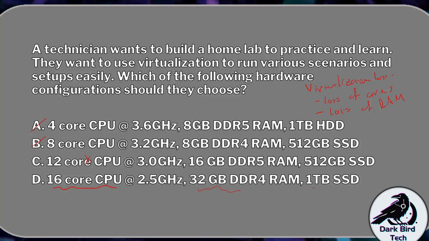And SSDs are kind of nice for virtualization, as they do give us a faster boot up time for the VMs. So overall, D seems to be the better choice. If C were the option available and D wasn't, then yeah, I might have gone with C. But it is not as compelling a virtualization host as option D is. So again, they're testing your ability to know what makes for a good virtualization host, which is CPU cores and RAM. The more of that, the better. Moving along.